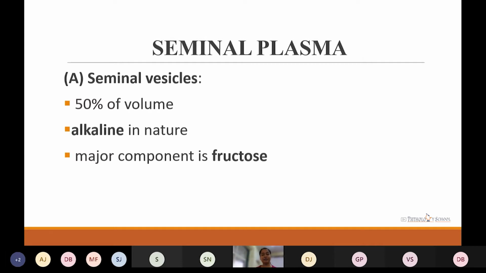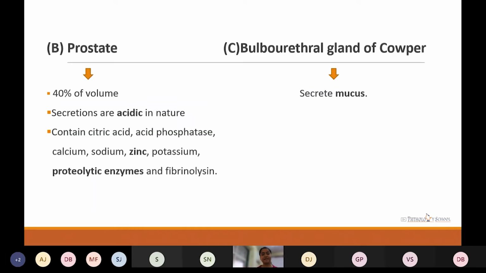Now the seminal fluid mainly comprises two parts, the seminal plasma and the cellular components. The seminal plasma consists of secretions from the seminal vesicles, which make up 50% of the volume. The secretions are mainly alkaline in nature, and the major component is fructose. Then we have the prostate, which gives 40% of the volume. The secretions here are acidic in nature, and contain citric acid, acid phosphatase, calcium, zinc, and proteolytic enzymes. Please note that the proteolytic enzymes are responsible for the liquefaction of the semen. Then we have the bulbourethral glands of Cowper, which secrete mucus.